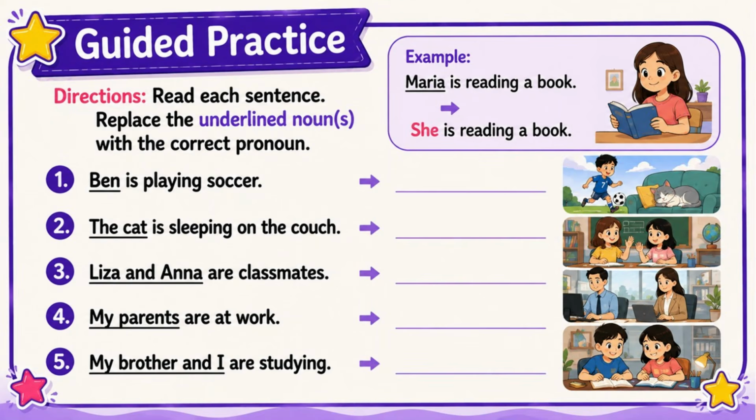Let us now have this activity. Directions. Read each sentence. Replace the underlined nouns with the correct pronoun. For example, Maria is reading a book. She is reading a book. Number 1. Ben is playing soccer. 2. The cat is sleeping on the couch. 3. Lisa and Anna are classmates. 4. My parents are at work. 5. My brother and I are studying.